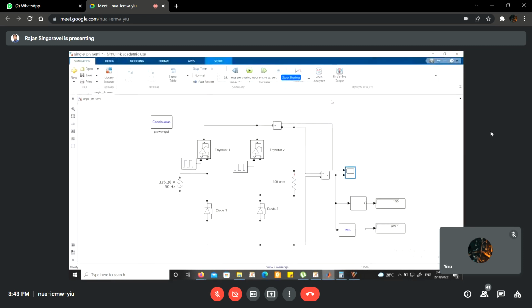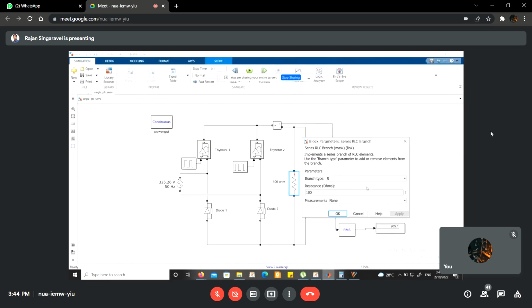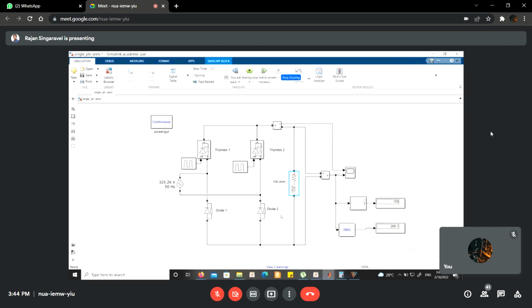Right, now let me introduce an inductor here. Same inductor. I'm introducing a very heavy inductance here, like 100 millihenry. For the previous condition, I have set 3.3 millisecond, so 3.3 divided by 20 into 360 is 60 degree alpha. For 60 degree alpha, 230 volt RMS, I got 155 volt average DC value and 205 volt RMS value, right?